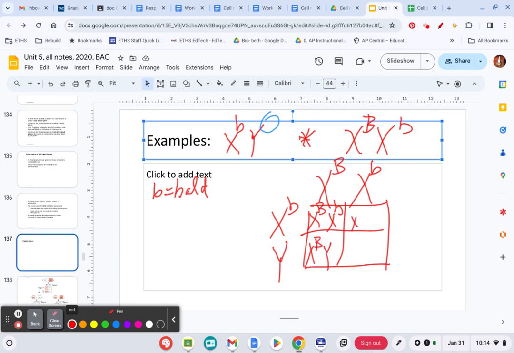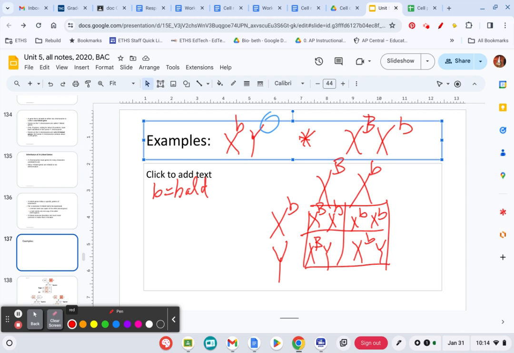So the male has the recessive bald. Uh-oh. Everyone's laughing. All the guys are laughing. Why are you laughing? Nate, why are you laughing? I don't know why I'm laughing.